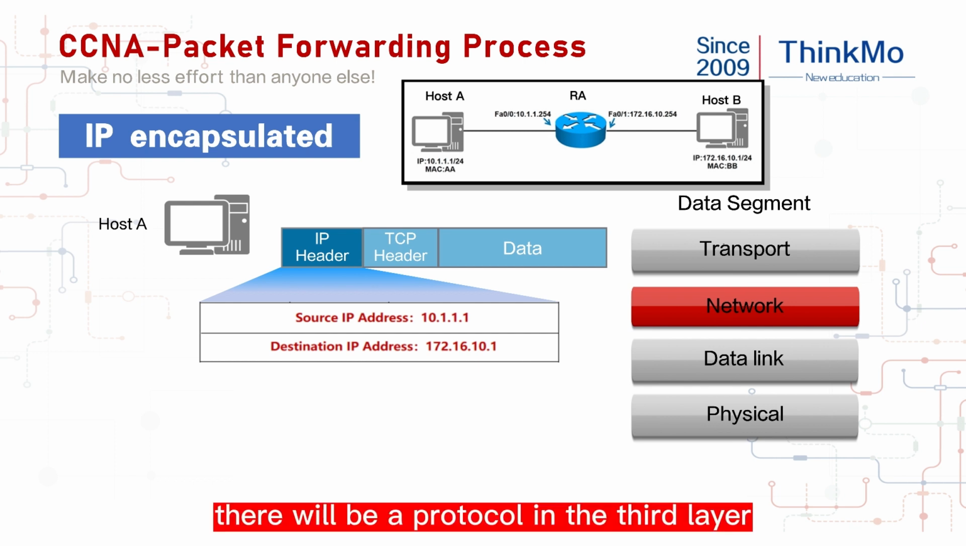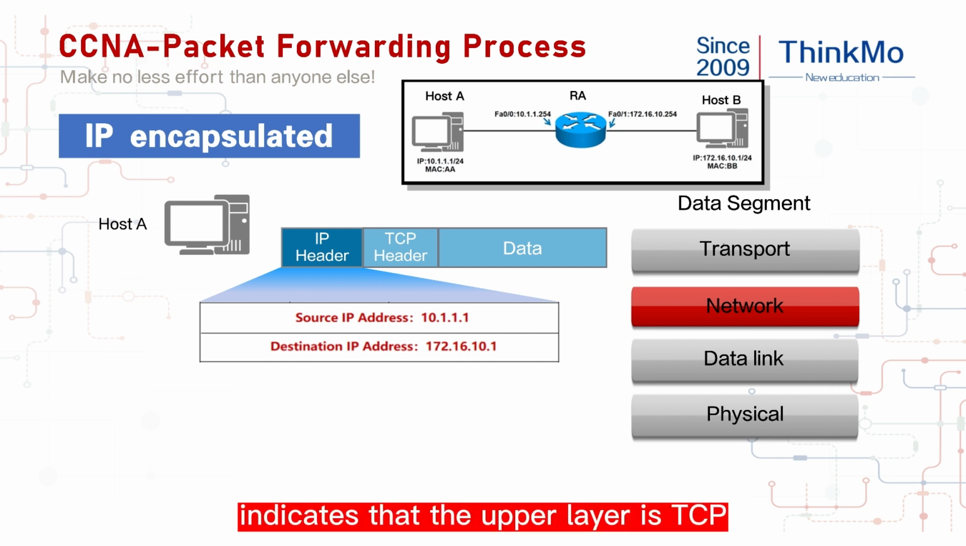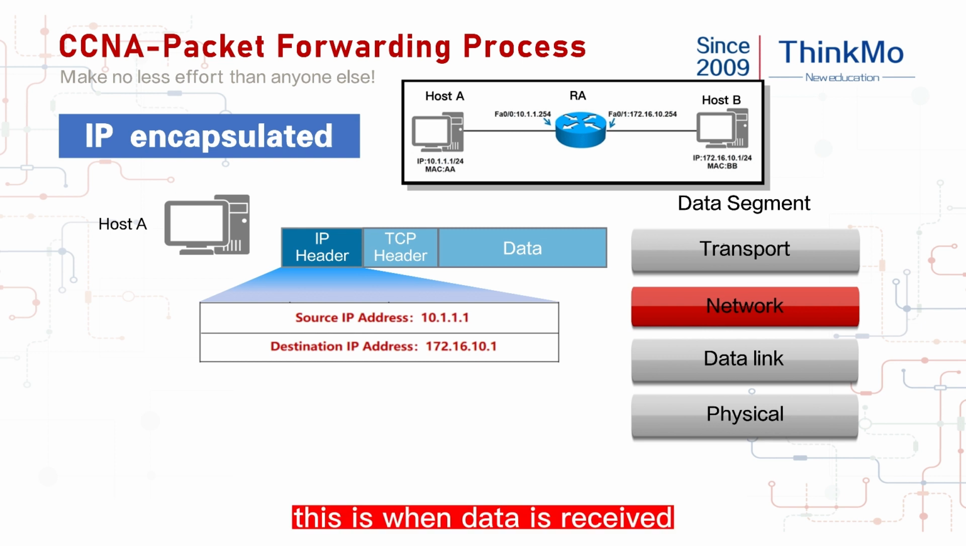Certainly, there will be a protocol in the 3rd layer. It indicates that the upper layer is TCP. This is when data is received from that device. But today we only discuss its address and port, some core parameters like this.